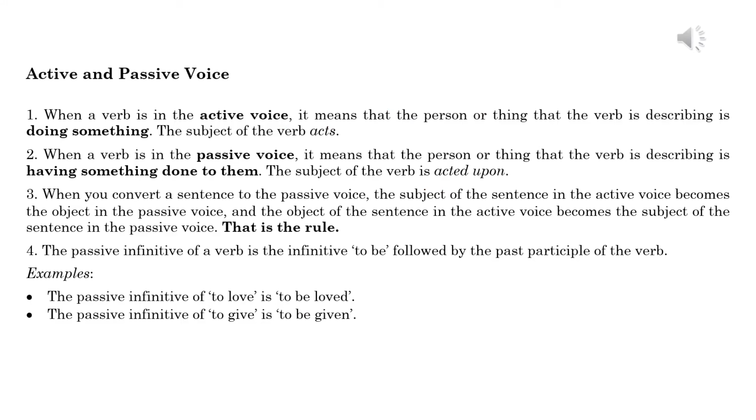Active and passive voice. 1. When a verb is in the active voice, it means that the person or thing that the verb is describing is doing something. The subject of the verb acts. 2. When a verb is in the passive voice, it means that the person or thing that the verb is describing is having something done to them. The subject of the verb is acted upon.